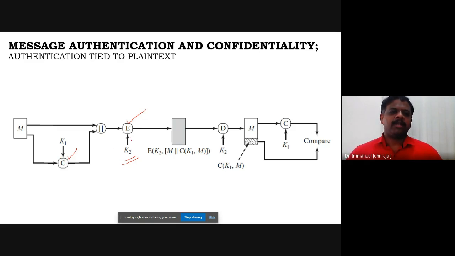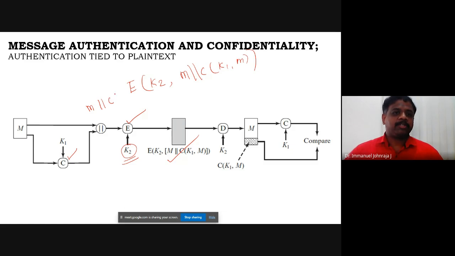So what is available in this encrypted message? This is a function of E, this is K2. What does it encrypt? It encrypts the message which is appended with C of K1 and M. So it is the encryption of something using K2. What is that something? It appends two things: M on one side, and the function C, which takes two values, K1 and M, on the other side. This is what is happening here, the whole thing.